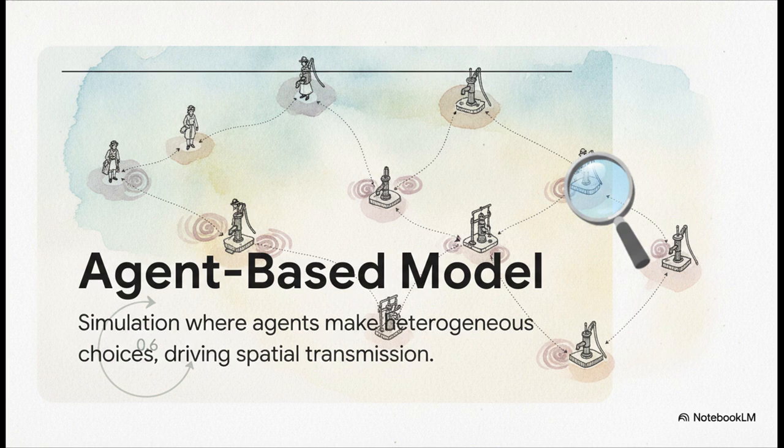They make heterogeneous choices. They decide which of the 7 local water pumps to use based on a distance preference weight of 0.6. So some folks will just walk to the closest pump, while others might trek a bit further for water they prefer. And it's exactly those individual, human-like choices that drive the spatial transmission of the disease in our simulation.